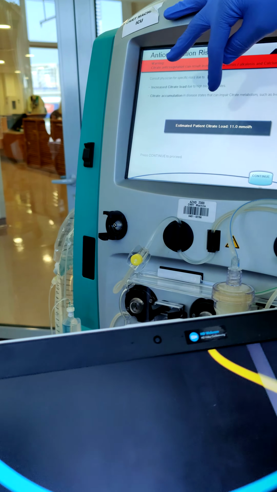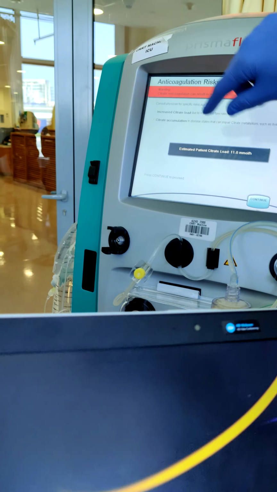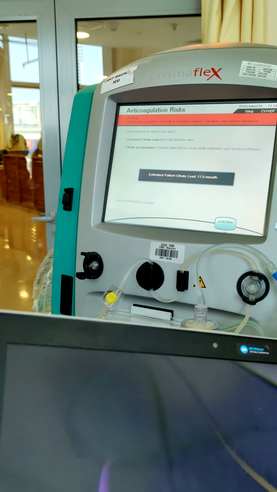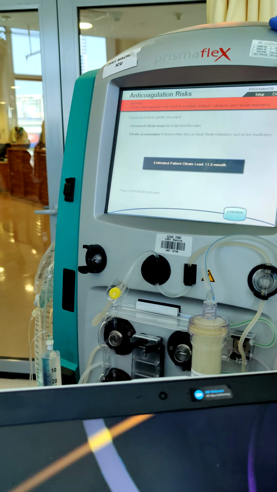Estimate patient citrate load about 11 millimole per hour. This is an estimation as per all the previous inputs. We are not doing anything, just information. Do we have a limitation for this load?